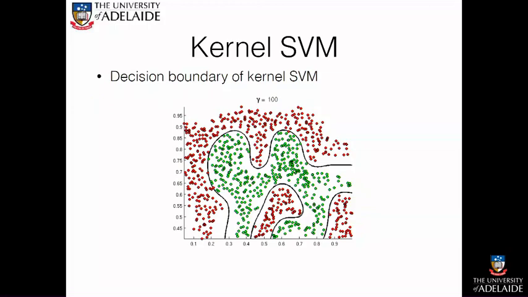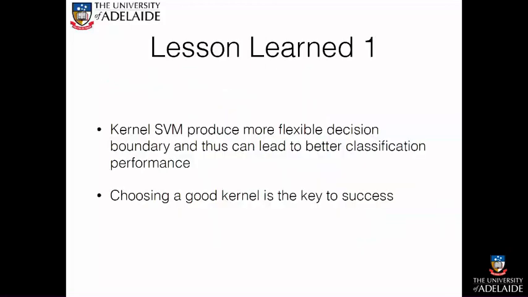Here I show you an example of the kernel nonlinear SVM. This is the decision boundary learned by the nonlinear kernel SVM. As you can see, in this case the decision boundary is nonlinear. It's not a straight line. For linear SVM, it will be a straight line. So of course, the nonlinear kernel support vector machine produces a more flexible decision boundary and can lead to better classification performance. That's expected.